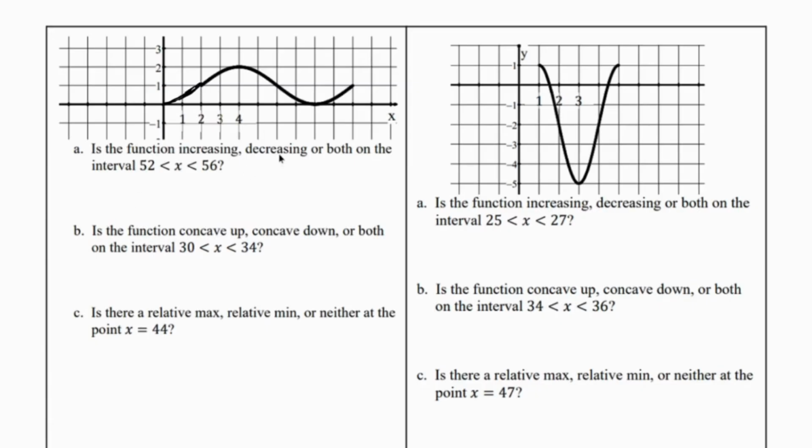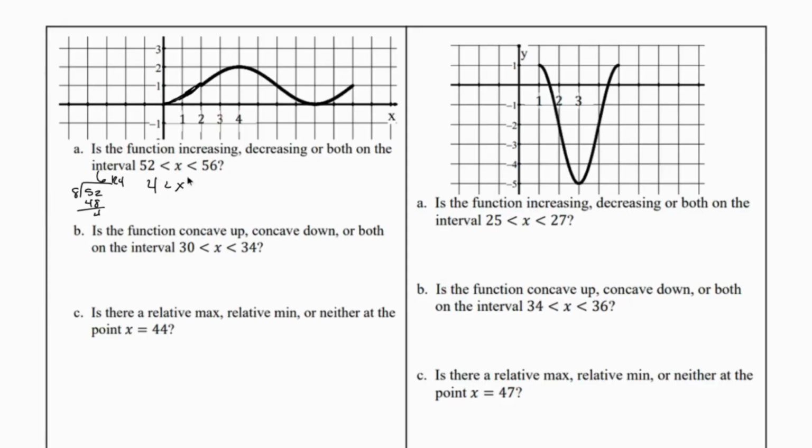Is the function increasing, decreasing, or both on the interval 52 to 56? So what I'm going to do is divide 8 into 52. That would be 6. 6 times 8 is 48. Subtract, and you get 4, so that's my remainder. So this behaves like 4.